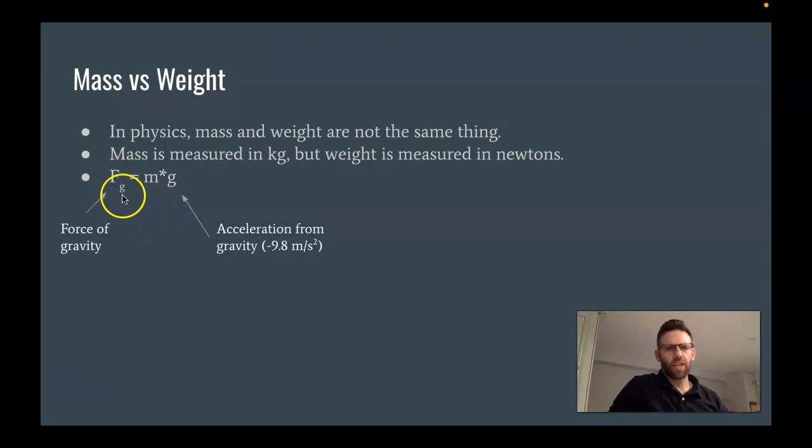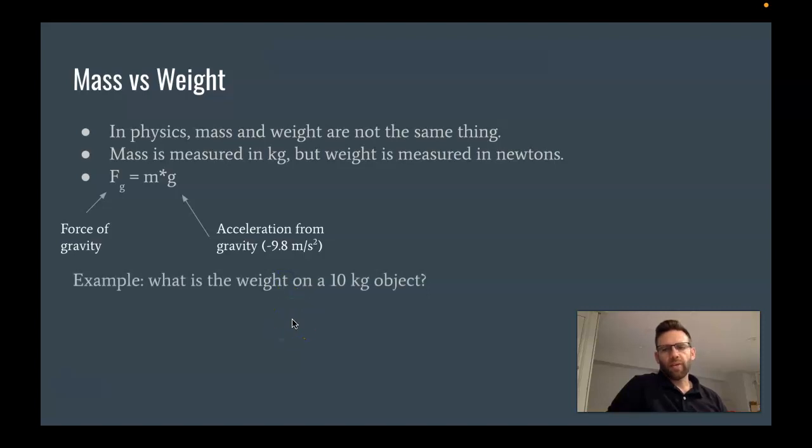So Fg, like this, the F stands for a force, and then the little letter here tells us what type of force we're talking about. In this case, we're talking about the force of gravity. Well, we need an m and we need an a for a force. We need mass times acceleration. Well, we have a mass, and then g is just a special type of acceleration. It's the acceleration from gravity, and it's always going to be negative 9.8 meters per second squared. Anytime we're talking about an object on the surface of Earth, this is the acceleration that we're going to want to use.